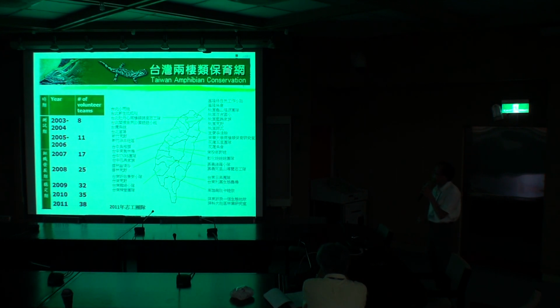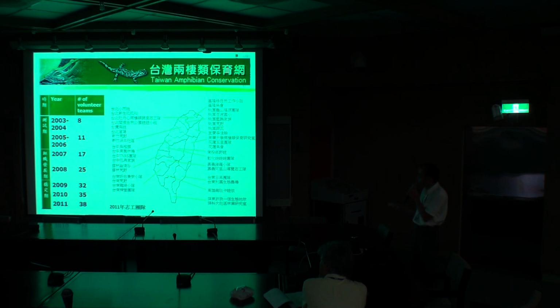The first citizen science project I will introduce is the Taiwan amphibian conservation project. This project was led by Dr. Yang Yilu and her team from National Dong Hwa University. This project is the first long-term and systematic biodiversity observation project in Taiwan, and they emphasize public participation.